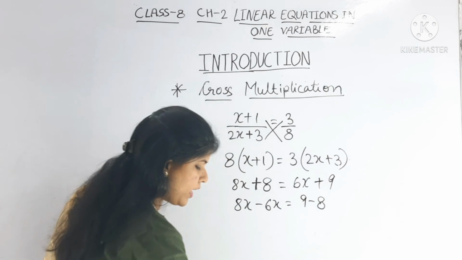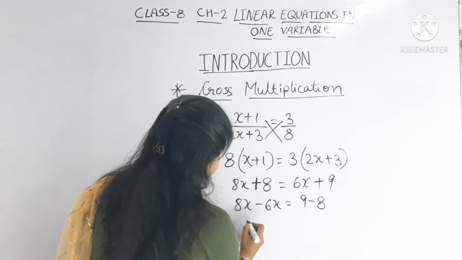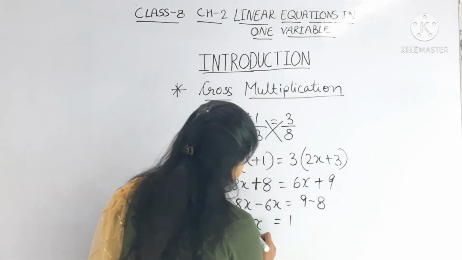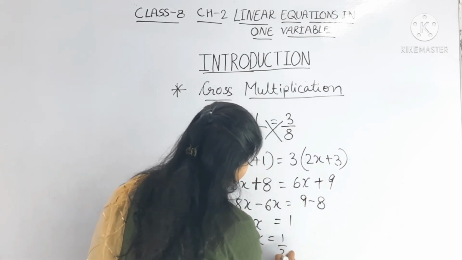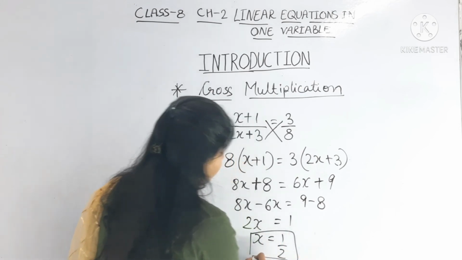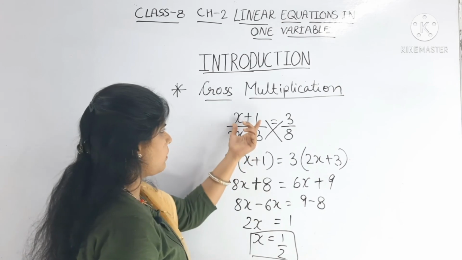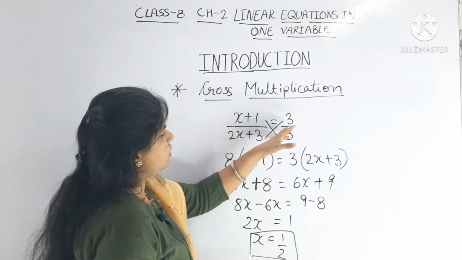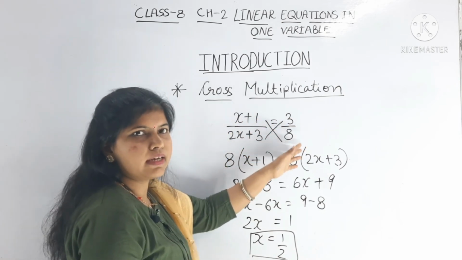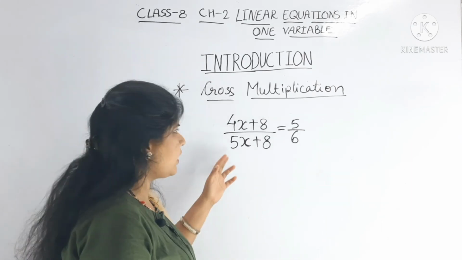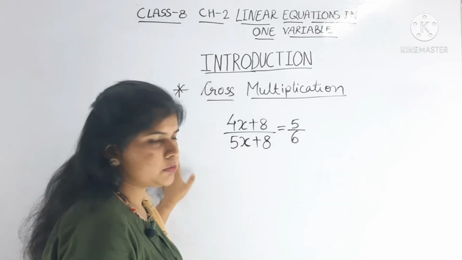Okay, so 8x minus 6x means 2x, and 9 minus 8 is 1. So I am getting x equal to 1 by 2. So this is the value of x, equal to 1 by 2. You can put 1 by 2 here for verifying the answer. Okay. Now I will take some more examples for cross multiplication.